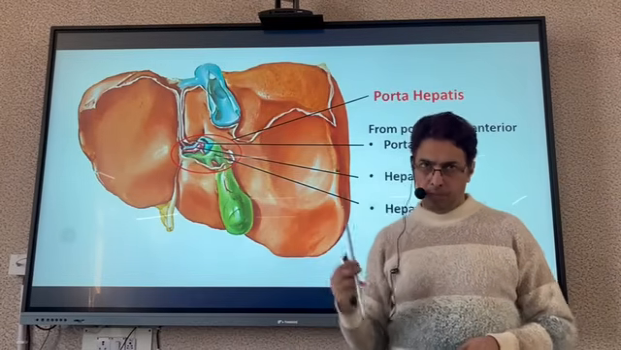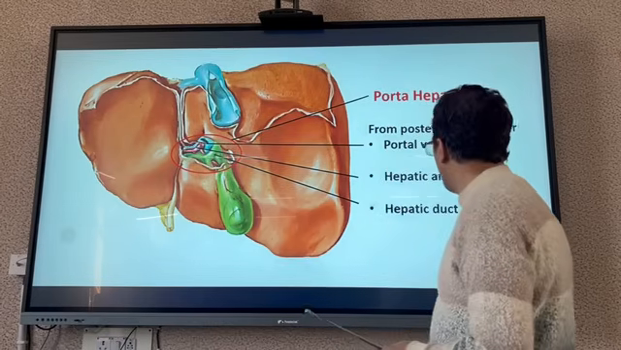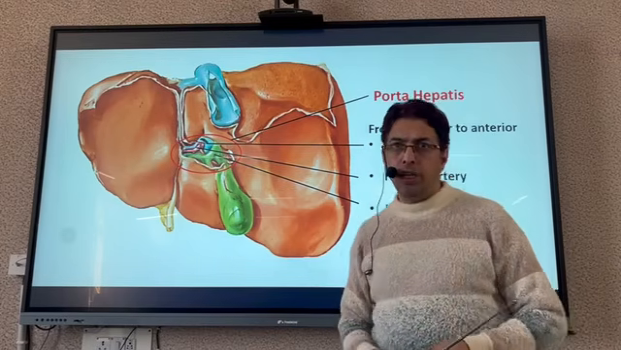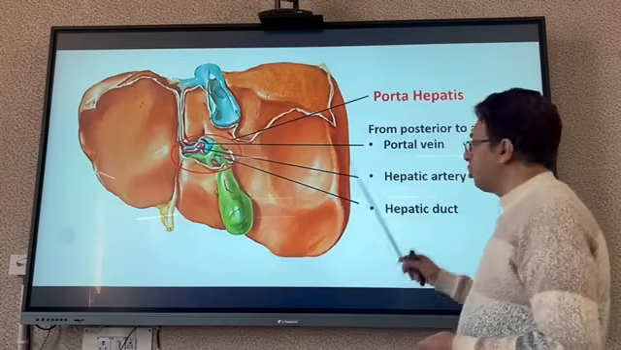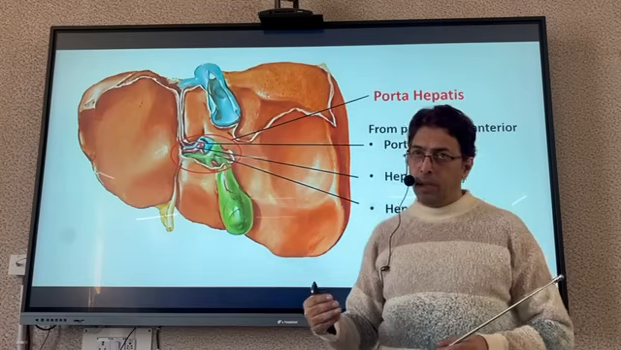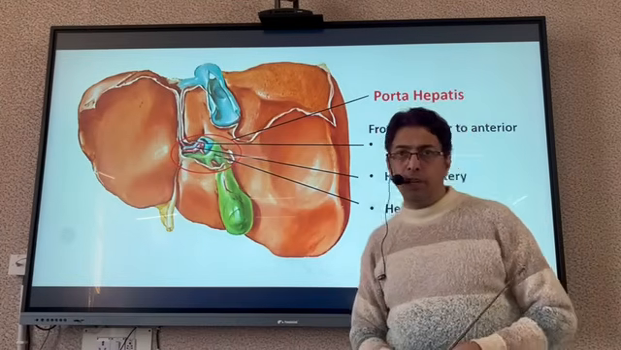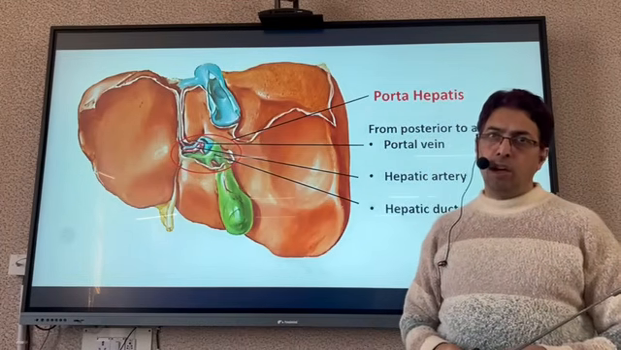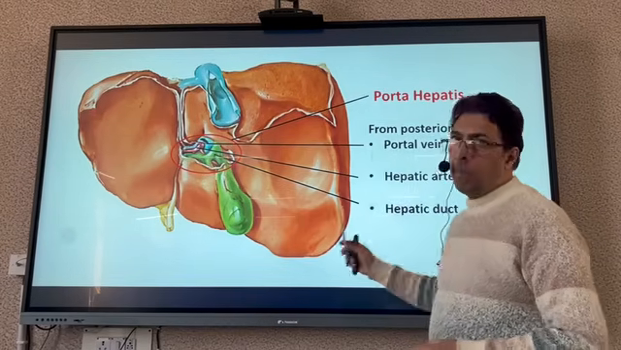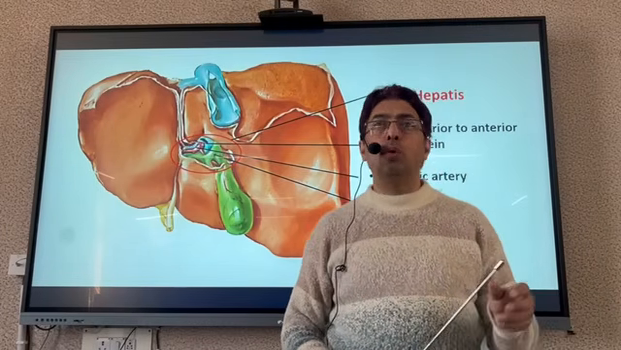Got it? Are you seeing it? So in it, we have got the relations: the portal vein, the hepatic artery, and the duct, VAD, okay, from posterior to anterior. So the structures from posterior to anterior in that manner, or from anterior to posterior, are duct, artery, and the vein. That is very important, isn't it? DAV, from anterior to posterior. Bile duct, hepatic artery, portal vein. So the arrangement of the structures at the porta hepatis, you have to remember.